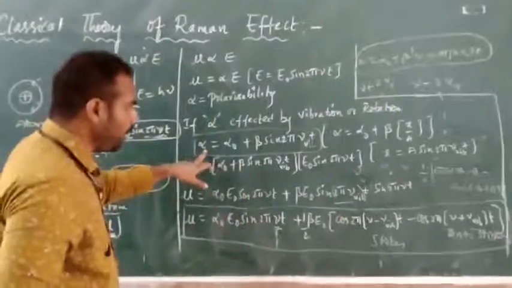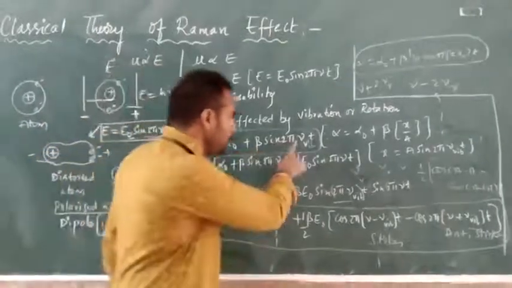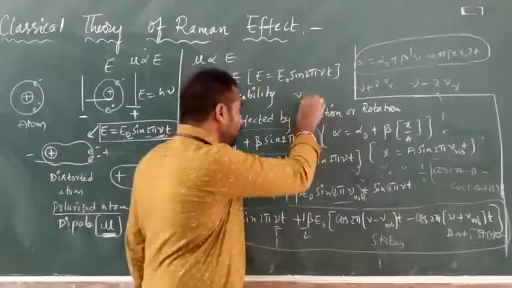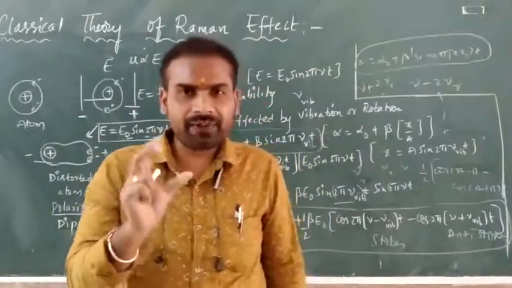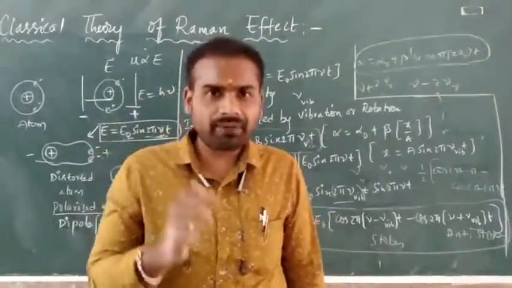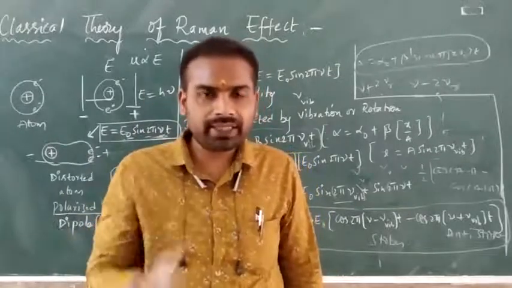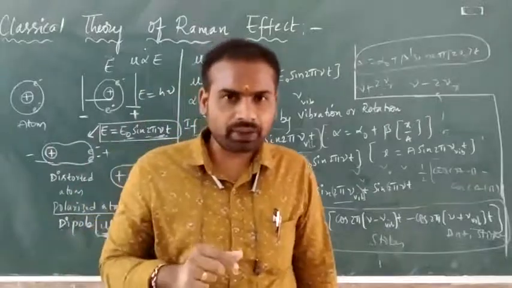Alpha is equal to alpha naught plus beta into sine 2 pi nu VIB into t. Nu VIB is the new frequency coming from the vibration of atom, the frequency of atom vibration. Nu is the incident frequency, and nu VIB is the vibration frequency.